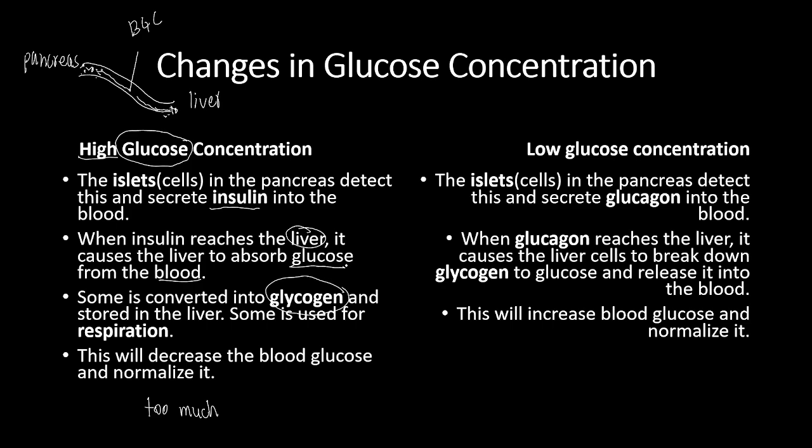Okay. Make sure you don't confuse glycogen and glucagon. Okay, and it's stored in the liver. Some is used for respiration, and this will decrease blood glucose concentration to normalize it. Okay, but how will that happen? What will happen is that you see, glucose is soluble and it easily dissolves in blood plasma. But glycogen isn't. Glycogen is insoluble and that's why glucose gets converted to glycogen and it doesn't flow with the blood. Okay, and that's why it's stored in the liver.